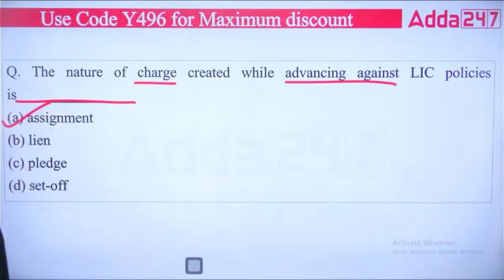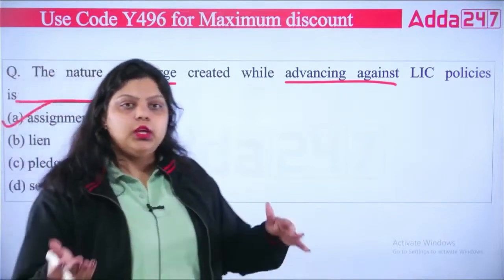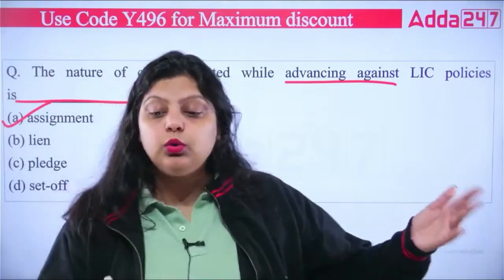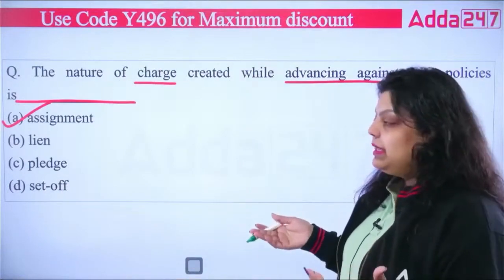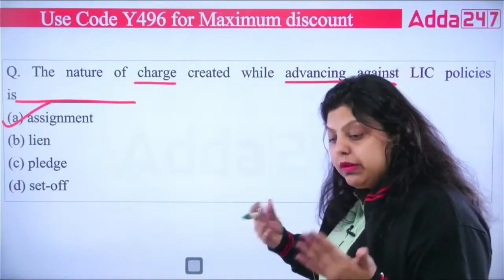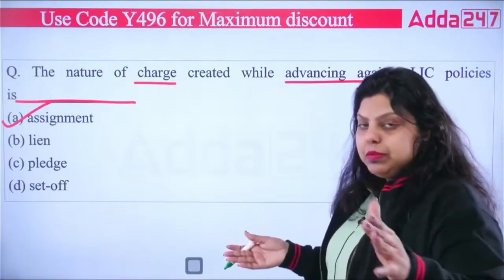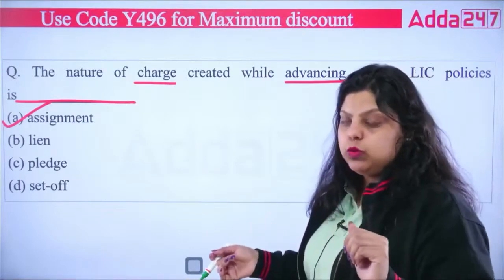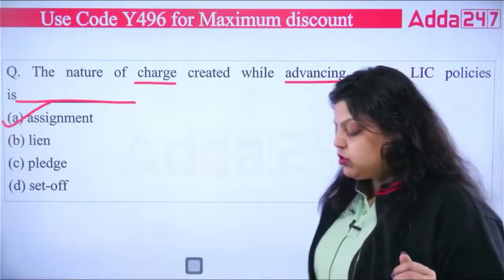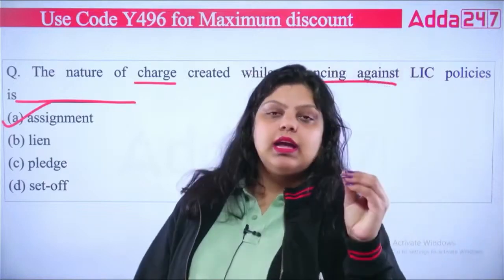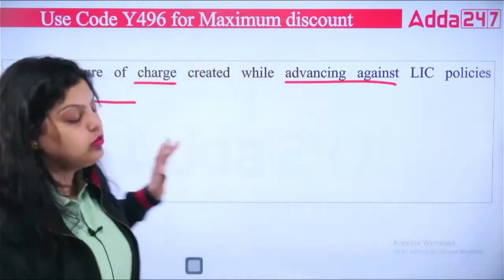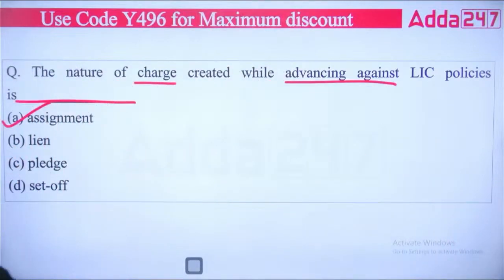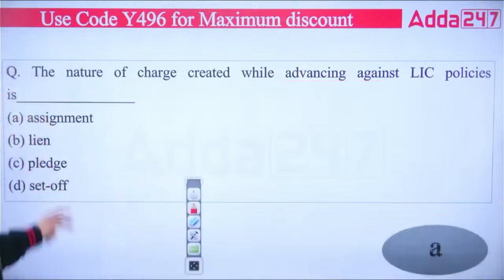It's the assignment, because set off is when the bank uses one account to settle your credits. Pledge is a type of collateral in which you give movable property whose possession remains with the lender and the ownership remains with the borrower. And lien gives the bank the right to have possession of the collateral until the customer repays the loan. So the right answer is assignment, because you are providing an LIC policy, and the right answer is A. I guess clear? Next.